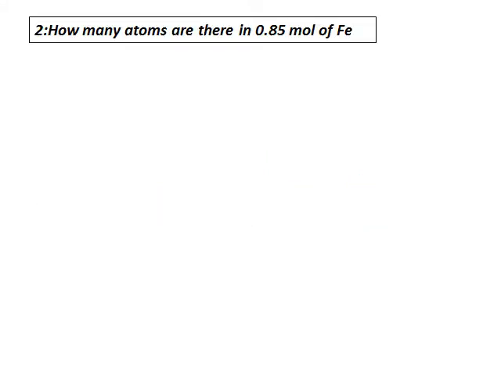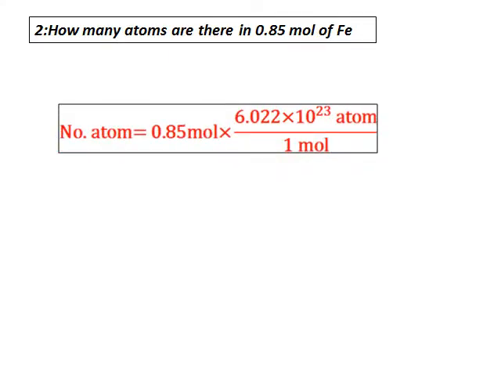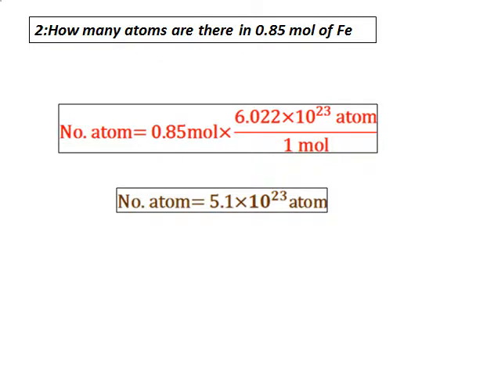How many atoms are there in 0.85 moles of iron? A simple question. We know that 1 mole has 6.022 × 10^23 atoms. So start with what is given. We write down 0.85 moles first, and I need to cancel the unit of mole and get the answer in atoms. Therefore multiply it by Avogadro number, 6.022 × 10^23, which is present in 1 mole. Therefore the moles will get cancelled. The answer will come in the unit of atoms.